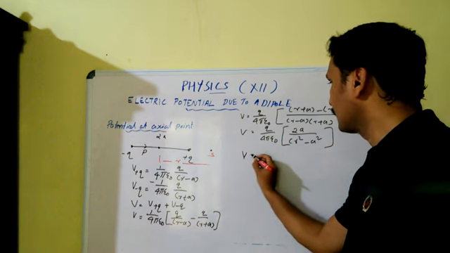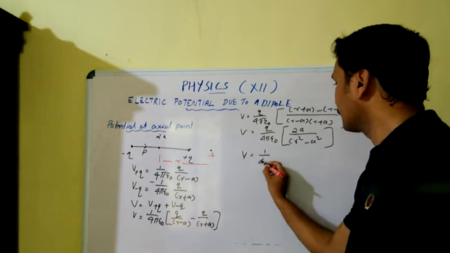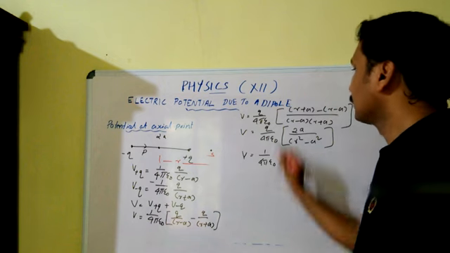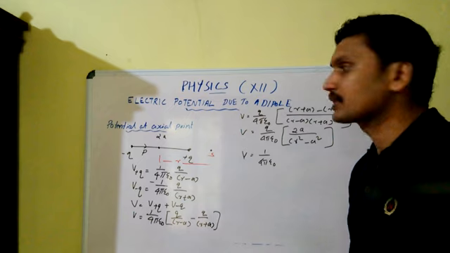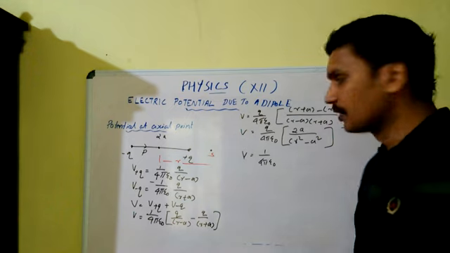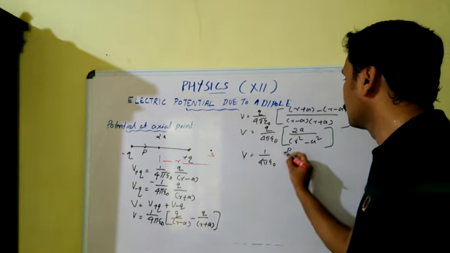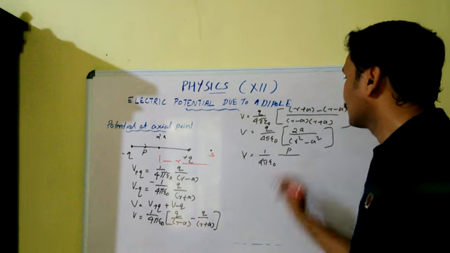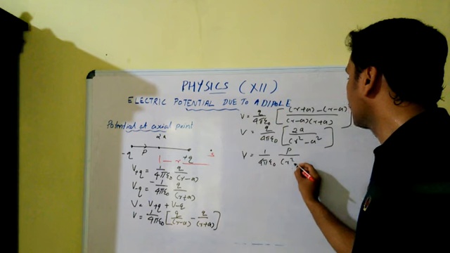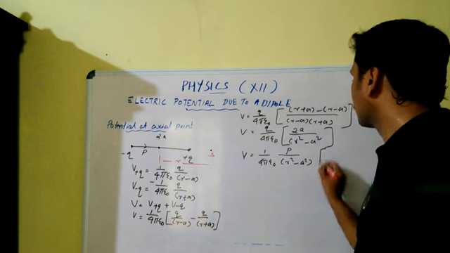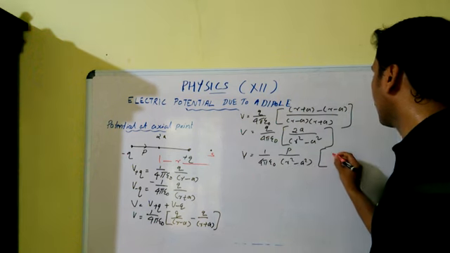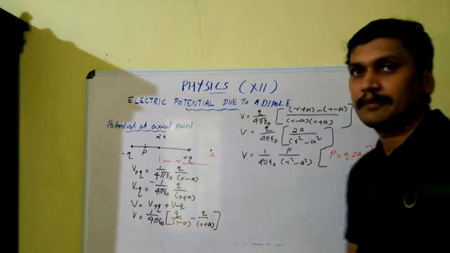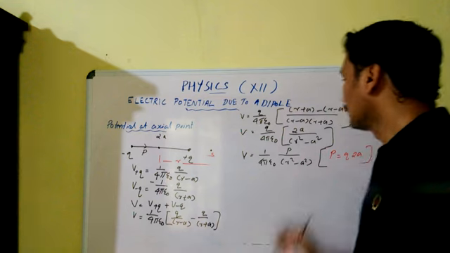V is equal to 1 by 4 pi epsilon 0 into Q into 2a. What is that? That's our dipole moment, P is equal to Q into 2a. So instead of Q into 2a, we are writing P by r square minus a square. The substitution that we used is P is equal to Q into 2a, the electric dipole moment of our dipole.